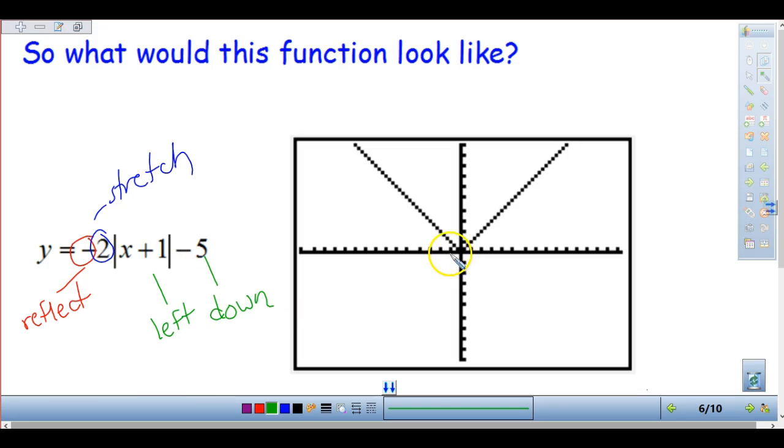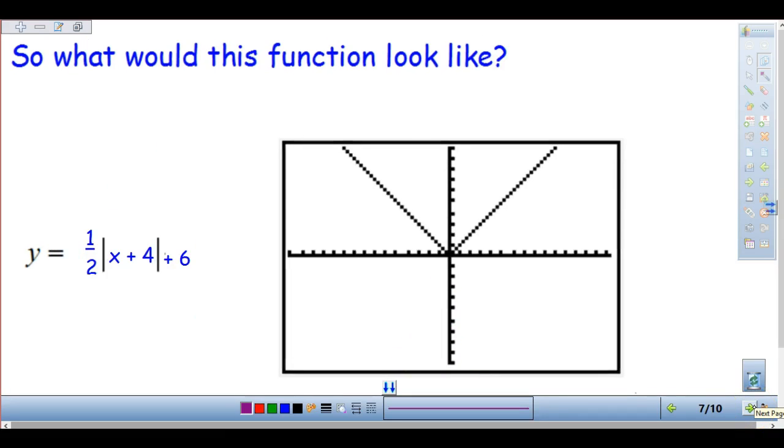So I'm going to go left 1 and down 5. I'm going to be right here. And then from there, I'm going to do my slope, that reflect and compress. So I'm going to go down 2 and over 1. Notice it is a mirror image on both. So there's my new V.